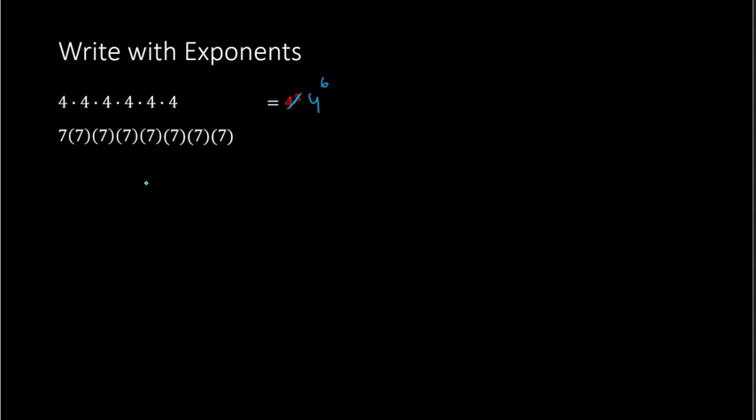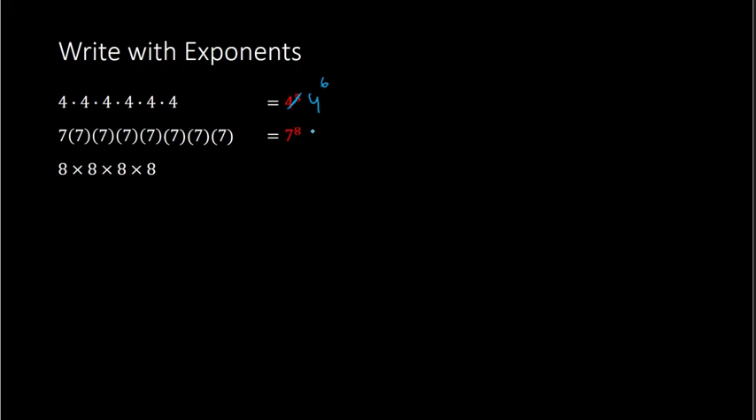Here's another example where we have 1, 2, 3, 4, 5, 6, 7, 8. 8 7s multiplied together. And remember, the parentheses around the numbers means multiplication. So we have 8 7s multiplied together. This would be written as 7 to the 8th power. Okay, the base is 7, and 8 is the number of 7s we have, so 7 to the 8th power.